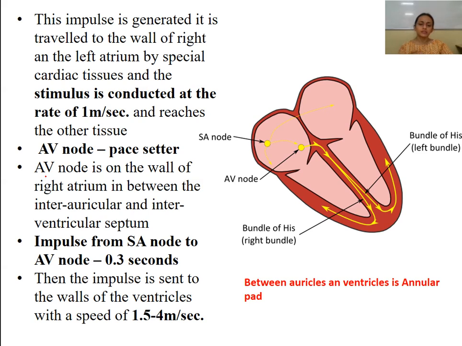Now if we speak about the location of the AV node, it is also located somewhat to the right, near the right atrium. You can say it is located in between the interatrial and the interventricular space. So this is where the AV node is located. Now the impulse that travels from the SA node to the AV node travels in 0.3 seconds.